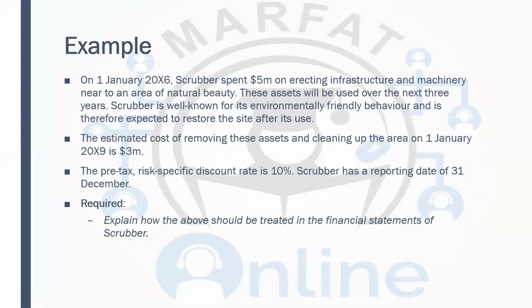Now we have an example to understand this concept. On 1st January 2006, Scrubber spent 5 million on erecting infrastructure and machinery near an area of natural beauty. This is their non-current asset, and the amount is 5 million. These assets will be used over the next 3 years, so the useful life is 3 years. Scrubber is well known for its environmentally friendly behavior and is therefore expected to restore the site after its use. So that means a constructive obligation.